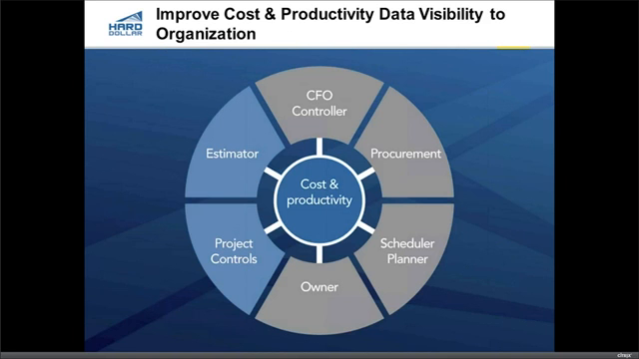And then next slide is basically, years ago it was really just about focusing on the estimator and on project controls. But today, the visibility is across the board. It's to the controller, to the CFO, to all the financial people working in the project, along with procurement, along with scheduler and planners, along with alternate roles at the organization. So that cost and productivity data at the center of this has to be exposed to all those different people.